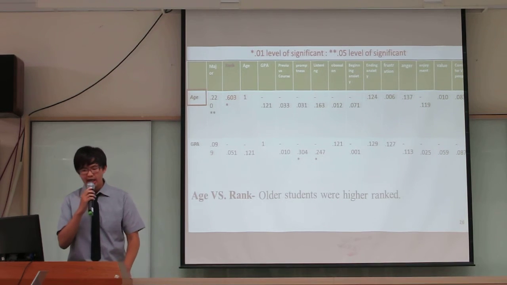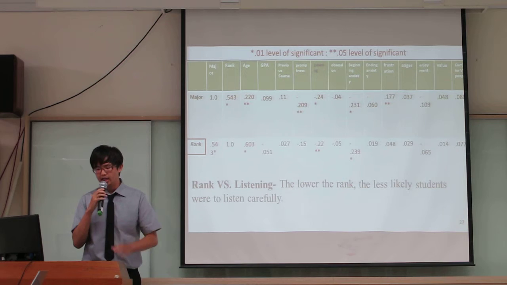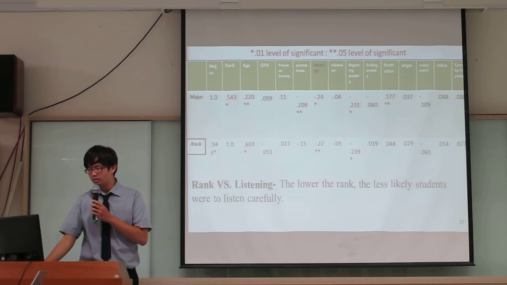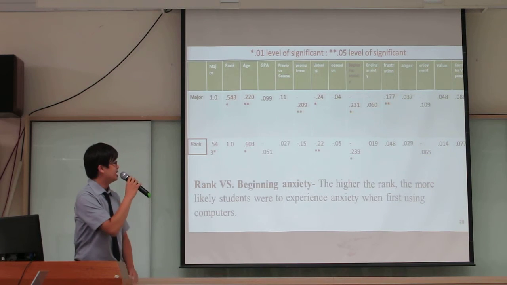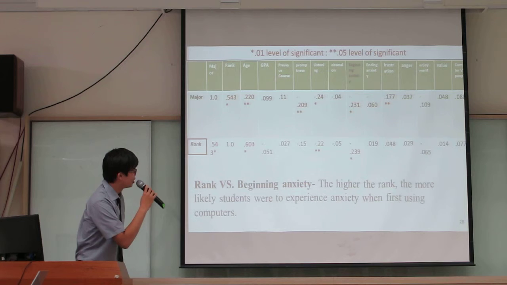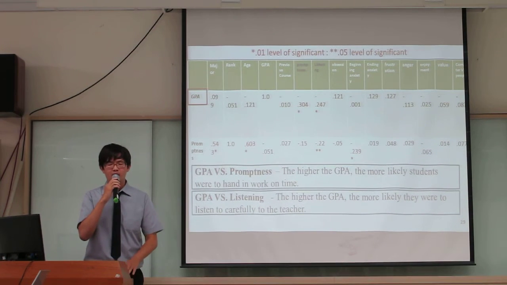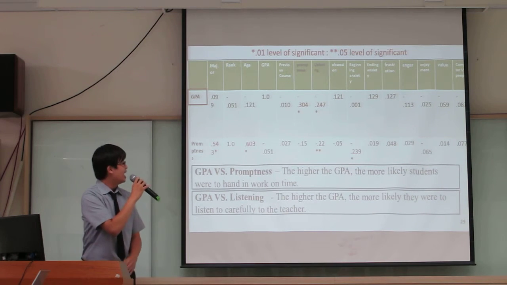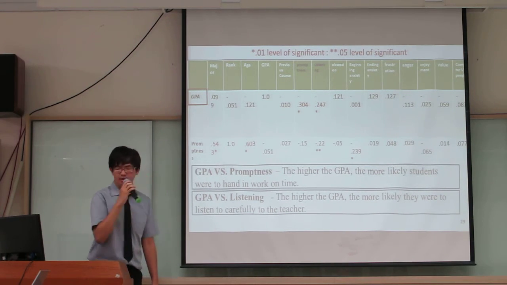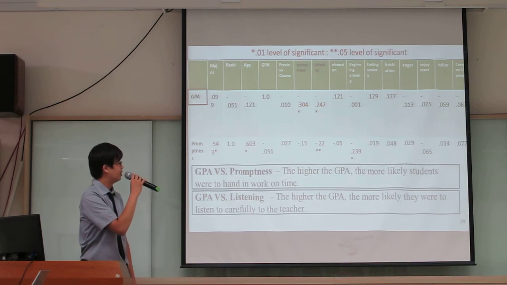On the other hand, age and rank: older students were higher ranking. Rank and listening: the lower the rank, the less likely students were to listen carefully. Rank and beginning anxiety: the higher the rank, the more likely students were to experience anxiety when first using computers. And GPA, which stands for grade point average. GPA and promptness: the higher the GPA, the more likely students were to hand in work on time. And listening: the higher the GPA, the more likely they were to listen carefully to the teacher.